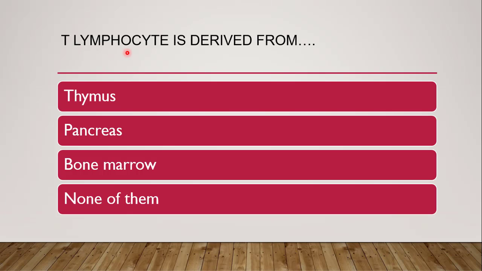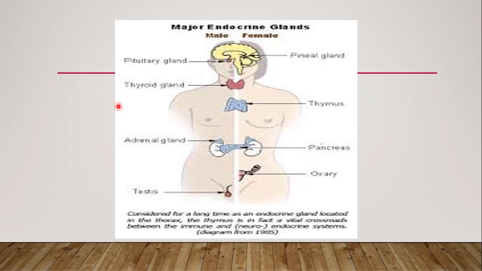T lymphocyte is derived from dash. Whether it is derived from thymus, pancreas, bone marrow, or none of them. The correct answer is it is thymus. T for thymus. So T lymphocyte is derived from the thymus. As you can see here, the thymus location, which is below the thyroid gland.